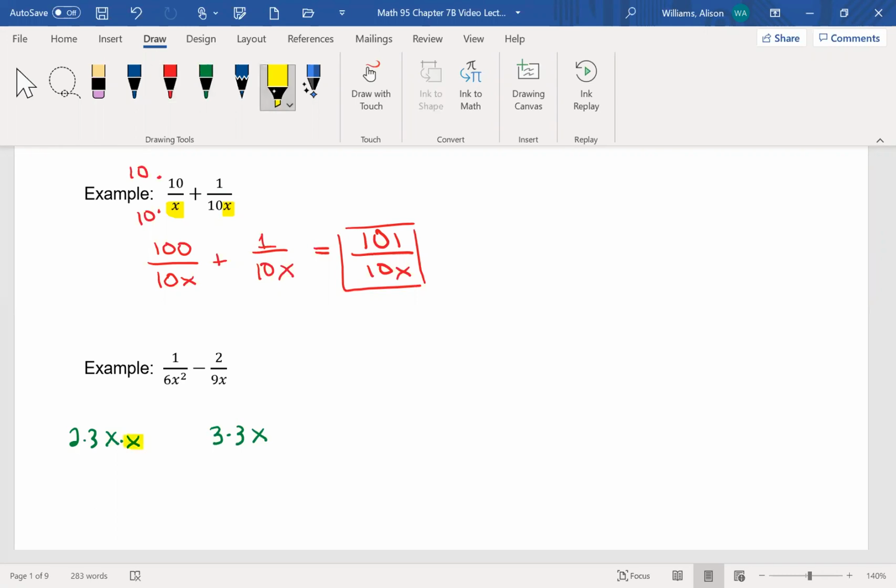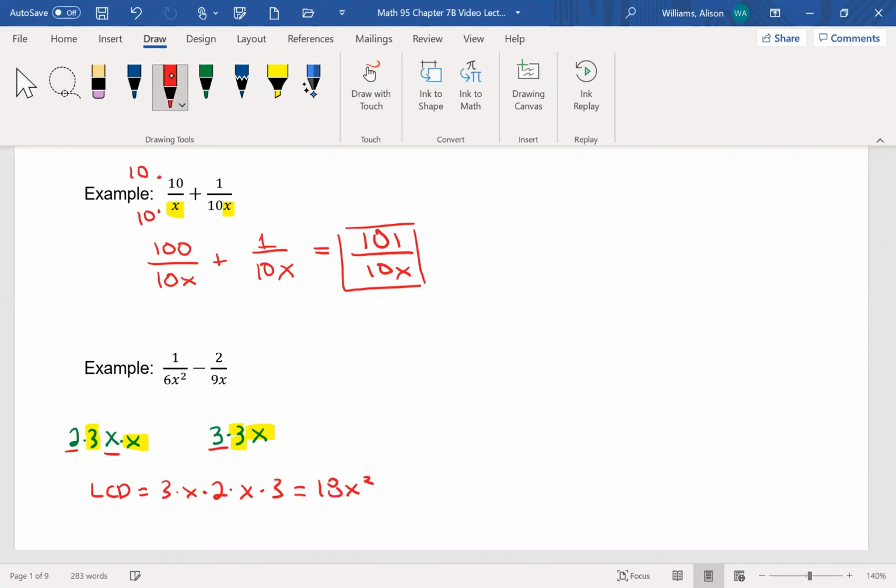I'm not going to go through this process every time. I'm just refreshing your memory. They have an x in common, and they have a 3 in common. So that's going to carry into the LCD. So 3x, and then I'm going to multiply by what's left over. So there's a 2 left over here, an x, and an extra 3. So multiplying that all together is going to be 18x squared.